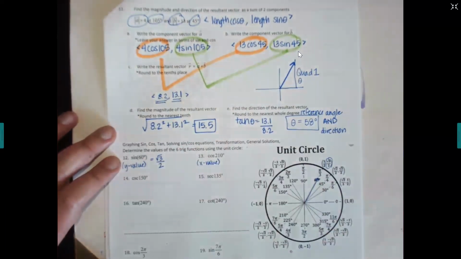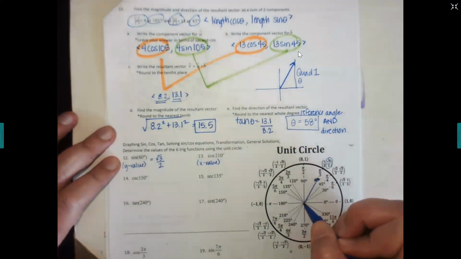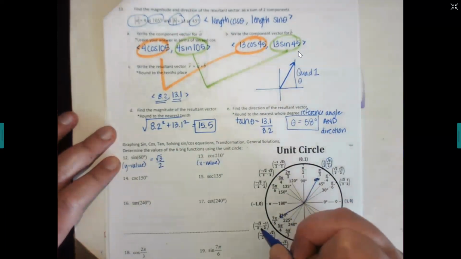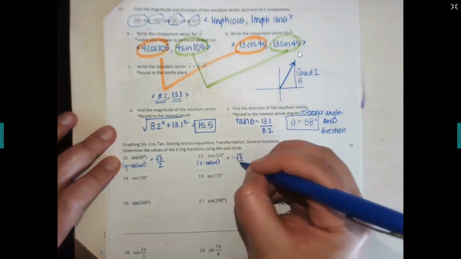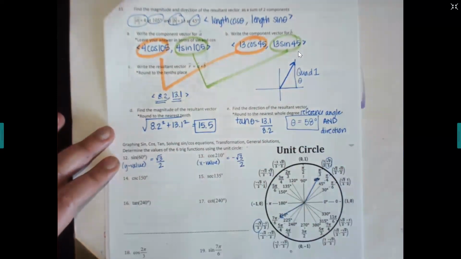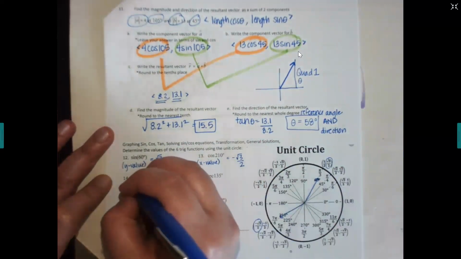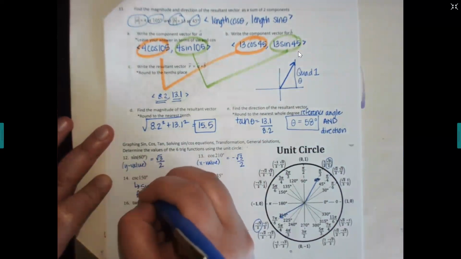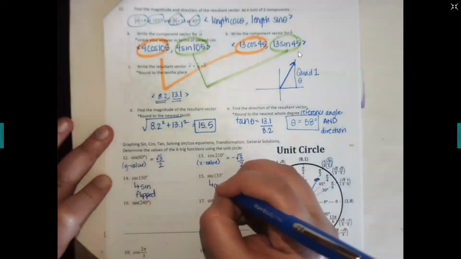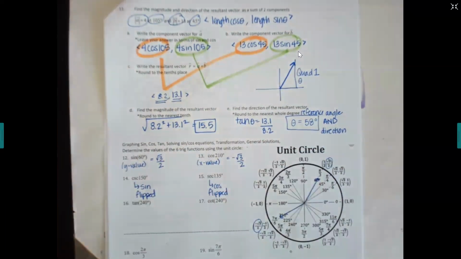Similarly, if I was doing the cosine of 210, I would find 210. So this is 180, 210 is here. Trace that out to the ordered pair, but then I pick the x value, which is negative root 3 over 2 for that one. Okay. Then remember that cosecant and secant are sine and cosine flipped. Cosecant is sine flipped, and secant is cosine flipped.